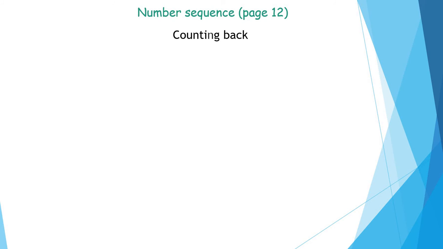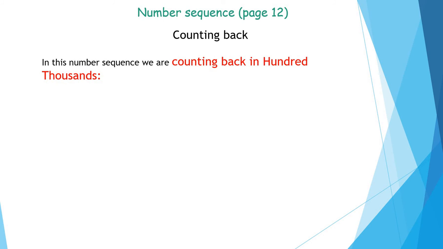Perfect. Okay, now we want to talk a little bit about counting back. Like we talked about counting on and we apply it in all places, I can apply counting back in all places, but there is just one difference. It is that each time we are taking away, we are subtracting. Okay, in this number sequence, we are counting back in 100,000. So I'll give you an example. We are counting back, it's less. We are taking away, subtracting from the 100,000 place.